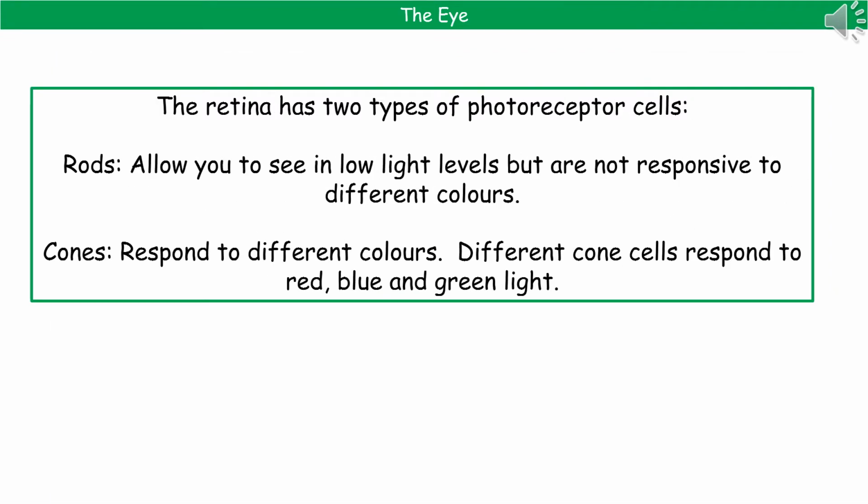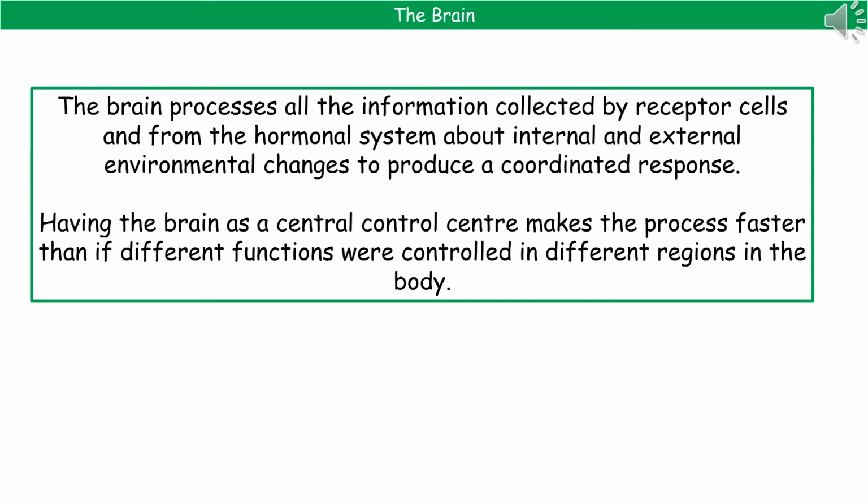So when we mentioned the retina has these photoreceptor cells, there are actually 2 types. There are rod cells, which allow you to see in low light levels, but they're not responsive to different colours, and the cone cells, which do respond to the different colours. And we've got different cone cells that respond to red light, blue light, and green light.